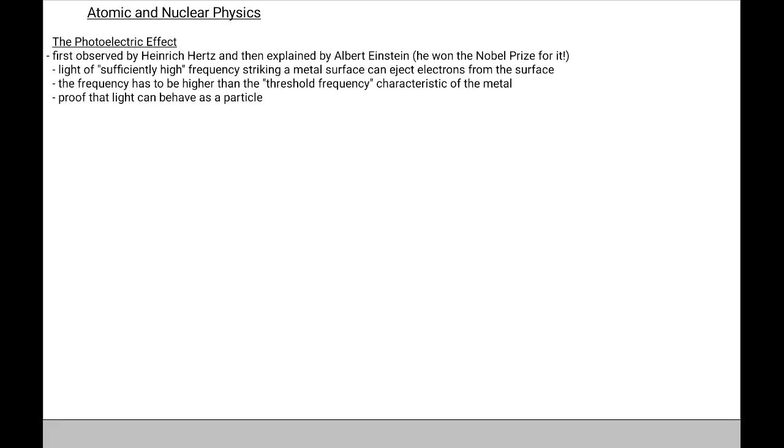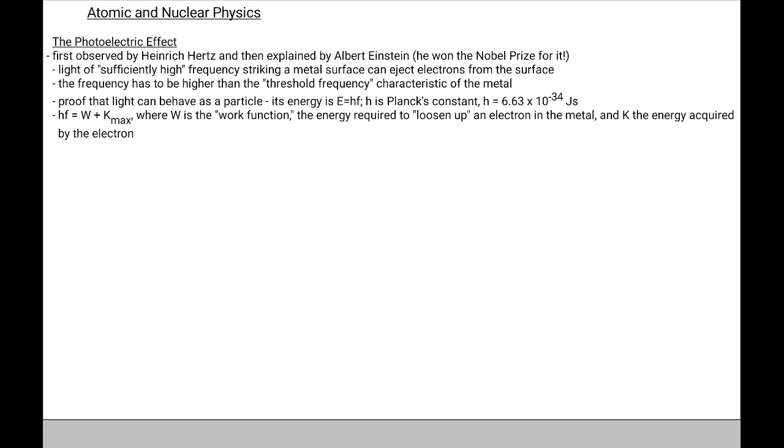So the important thing about the photoelectric effect is that it is proof that light, which we thought of as a wave before, can behave as a particle. And the particle of light is what we call a photon. So the energy of this particle is then h times f, where h is called the Planck's constant, and it's equal to 6.63 times 10 to the negative 34 joules second. So the energy of a photon is Planck's constant times the frequency.